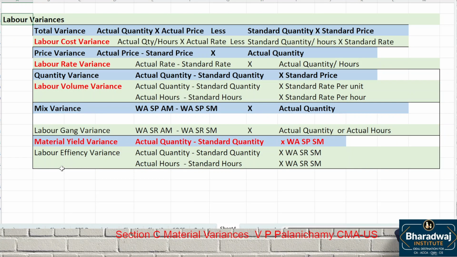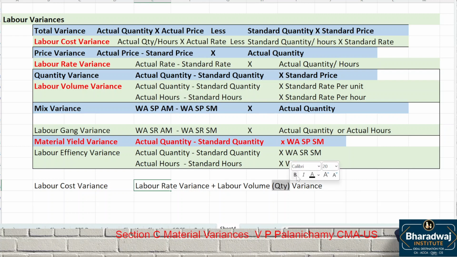We can do verification. Labor cost variance arises because of labor rate variance plus labor volume variance. Labor volume variance is otherwise called labor quantity variance also. Sometimes I may use a word interchangeably. Instead of volume variance, I use the word quantity variance. Labor volume variance.